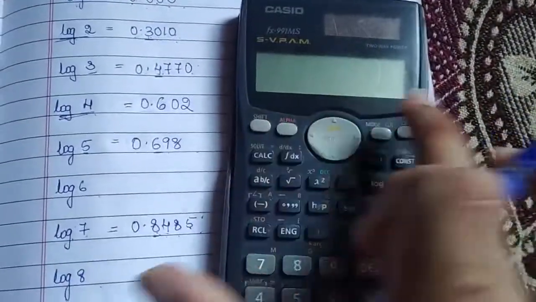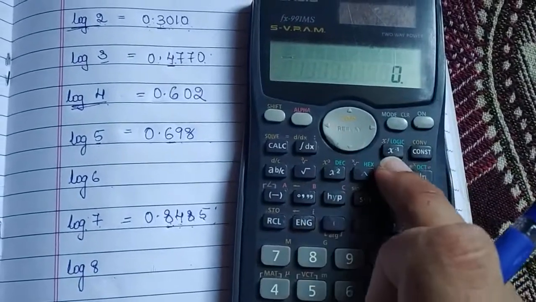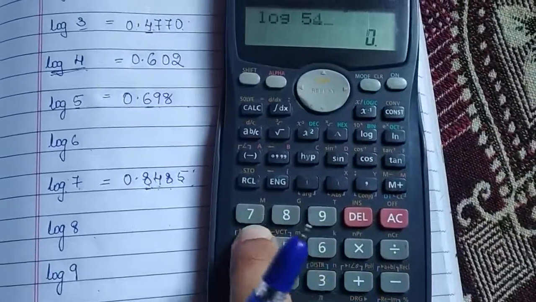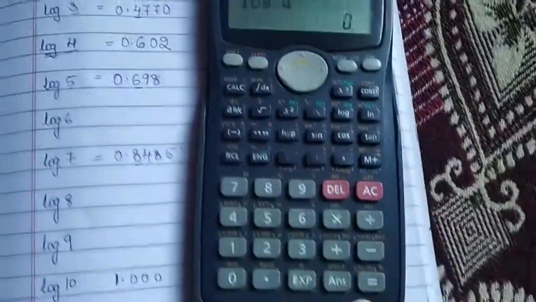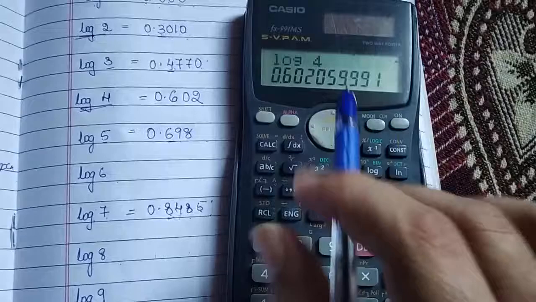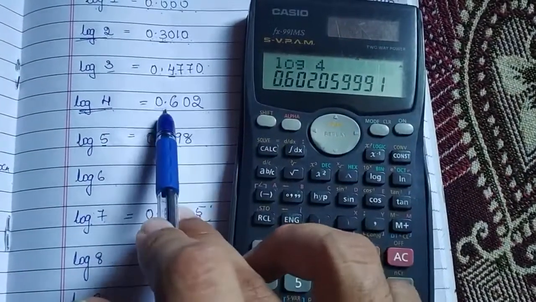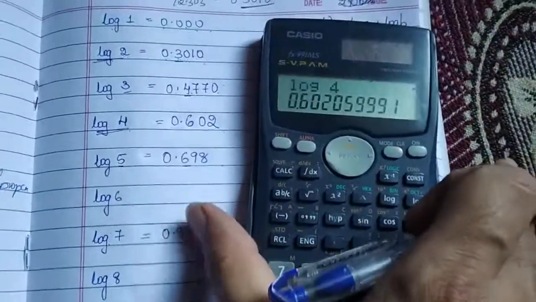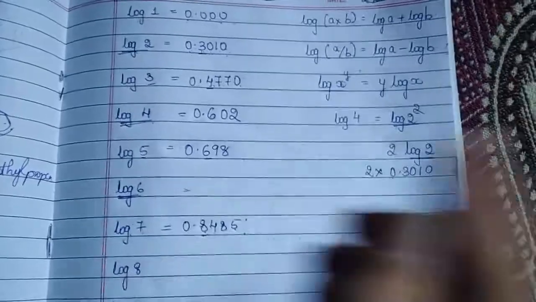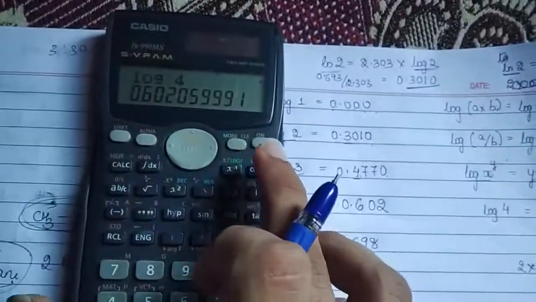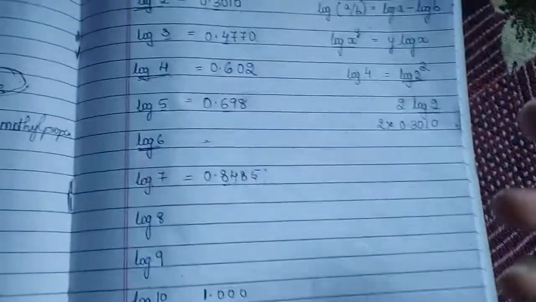Okay, so let me use my calculator. We have found log 4. How much are you getting? 0.6020. We have also got nearly the same value, 0.602. Is that clear? Coming now to log 6. Let me first close this.